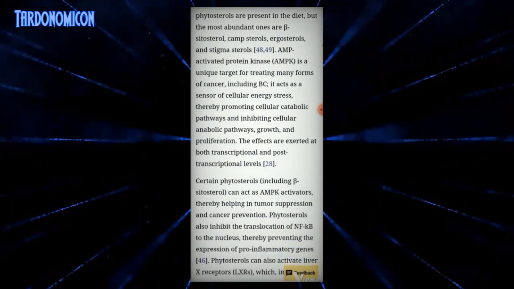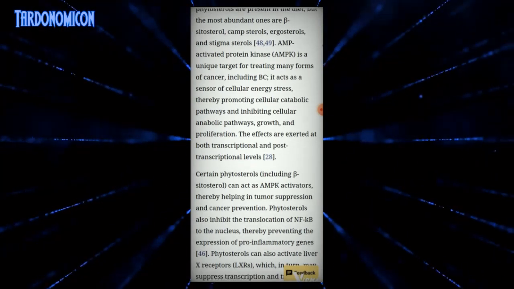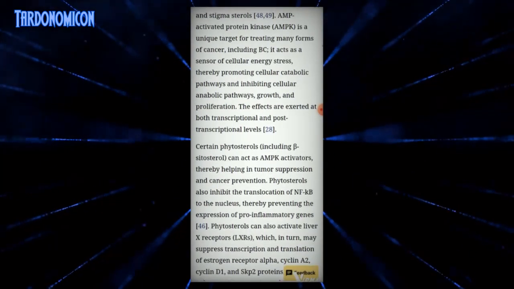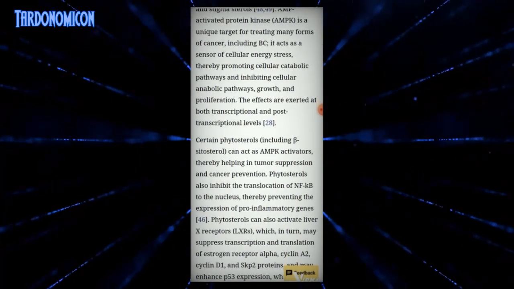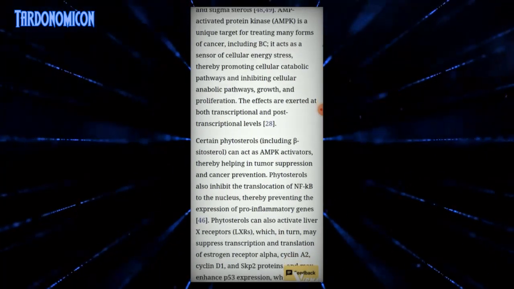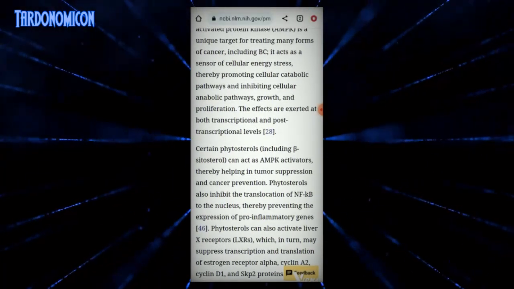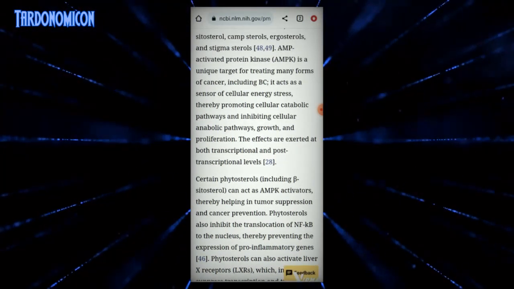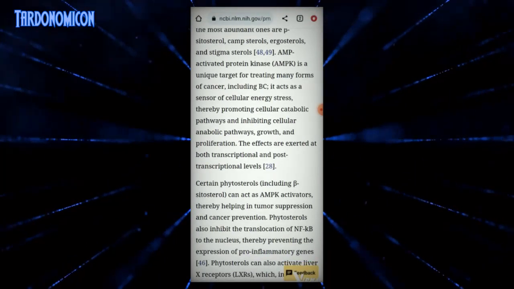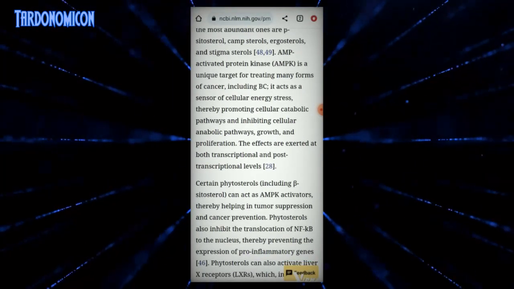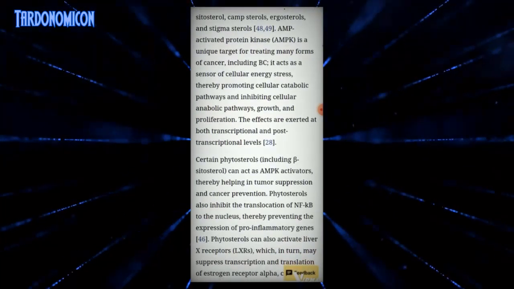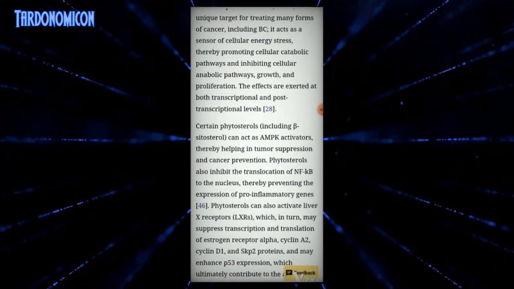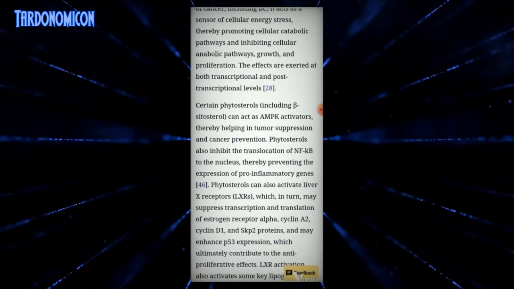AMP-activated protein kinase, people will remember I talked about AMPK, is a unique target for treating many forms of cancer, including breast cancer. It acts as a sensor of cellular energy stress, thereby promoting cellular catabolic pathways. So remember, this is a caloric restriction mimetic. Remember when I talked about the Okinawan diet and the caloric restriction mimetics. It promotes catabolic pathways and inhibits cellular anabolic pathways, growth and proliferation. The effects are exerted at both transcriptional and post-transcriptional levels.